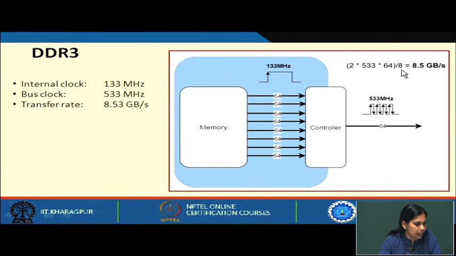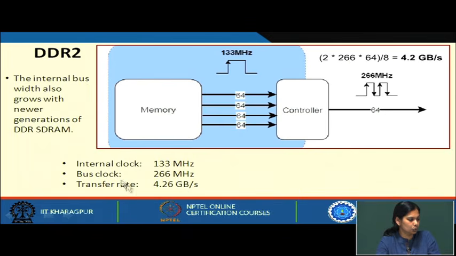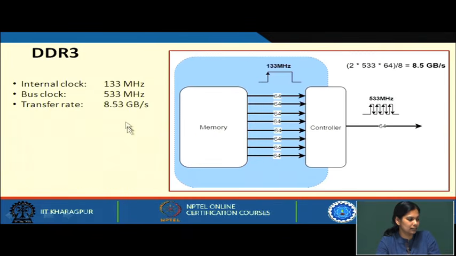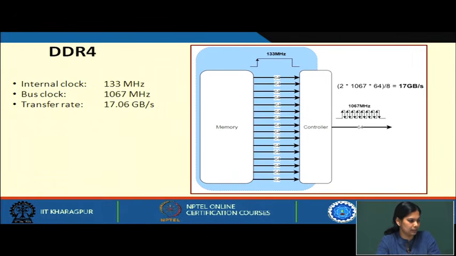If you divide it by 8, you will get 8.53 gigabits per second. So, from DDR2 to DDR3, it was 4.26, now it is 8.53. So, it is almost doubling the transfer rate. That is what we require. We need to have faster memories.